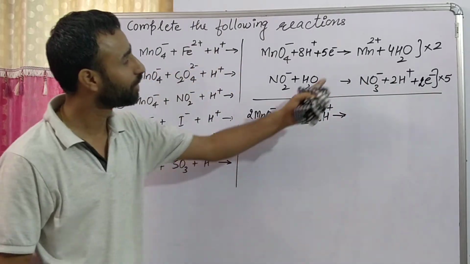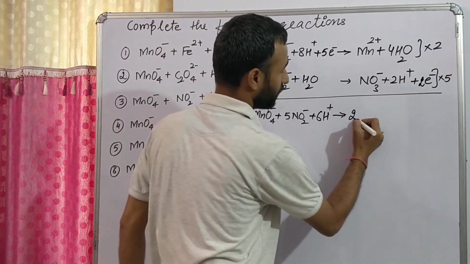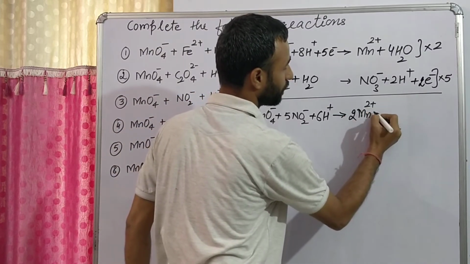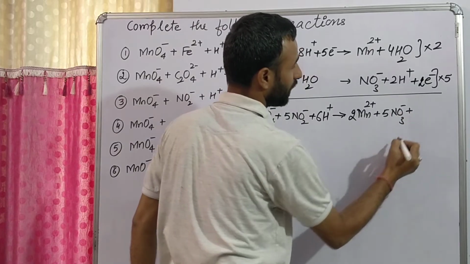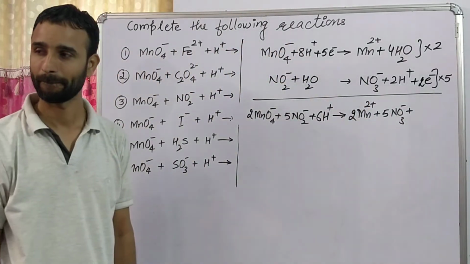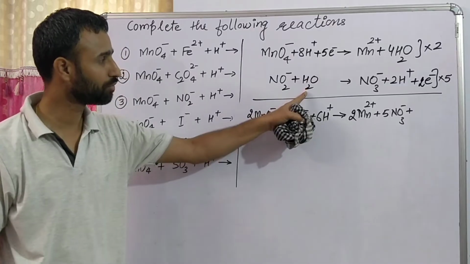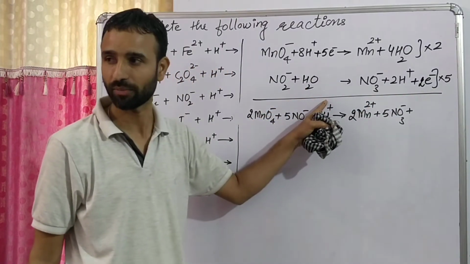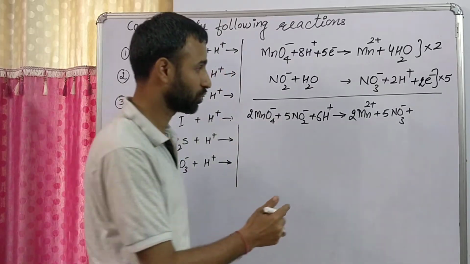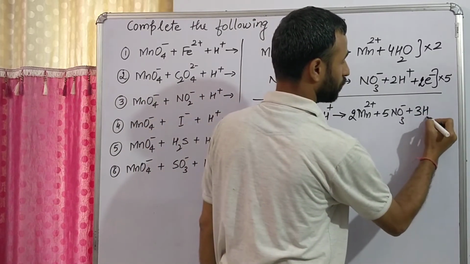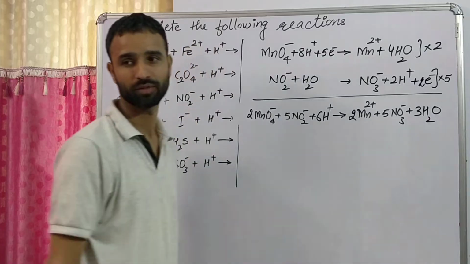Okay. So what about this side? 2 Mn2 plus, 5 NO3 negative, and now H2O. Left side has 5 H2O. On the right side, 8 H2O. Three H2O. Yes, very good.